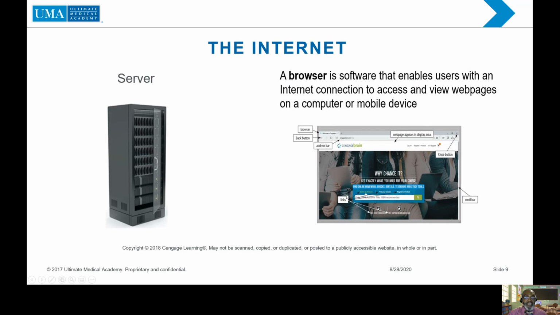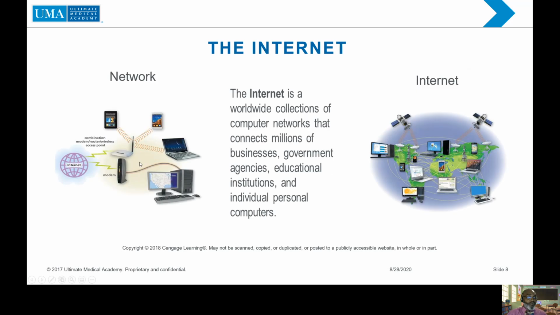Well, once you hit that enter key or click the submit button, all that information you just sent goes to this server. That server then goes out and looks and says, okay, I found this, I found this, I found this, and then it sends all that information back to your computer where you can view it on what's called a browser. A browser is a software that enables users with internet connections to access and view pages on a computer or mobile device. So that's how you're allowed to see all the things that you type in. That's what it goes to, a server. And the servers are all over the world. And you see those things through a browser.